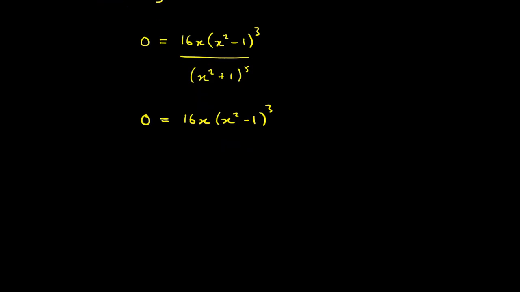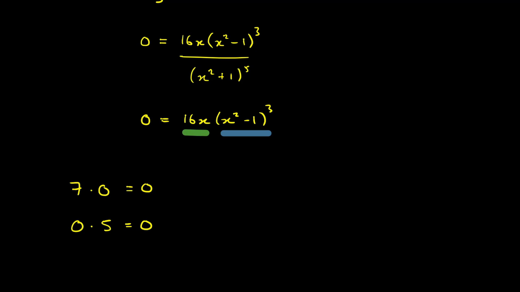And so what have I now got here? Well, I've essentially got two things multiplied together. I've got 16x times this term here. And I know that when I multiply them, I'm going to get 0. So how's that possible? Well, either one of these things is 0. Either the 16x is 0, or the other thing is 0, the (x squared minus 1) to the power of 3. Because if you think about it, if I've got 7 and I times it by 0, I get 0. And if I've got 0 and I times it by 5, I get 0.